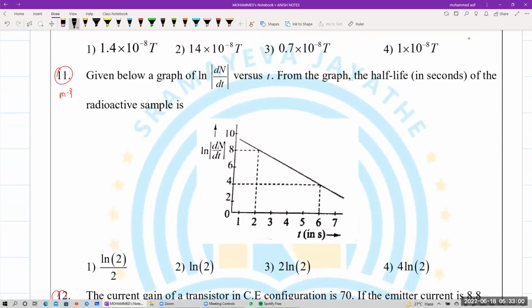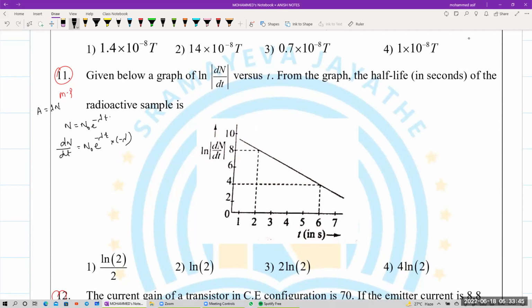Given below is a graph between ln dN/dt on the y-axis and t on the x-axis. From the graph, the half-life of the radioactive sample will be equal to how much? We know the formula in radioactivity, N = N0 exponential to the power of minus lambda t. So dN/dt will be N0 exponential to the power of minus lambda t, multiplied by minus lambda. Activity A is equal to lambda into N, which is dN/dt, where N is N0 exponential to the power of minus lambda t.